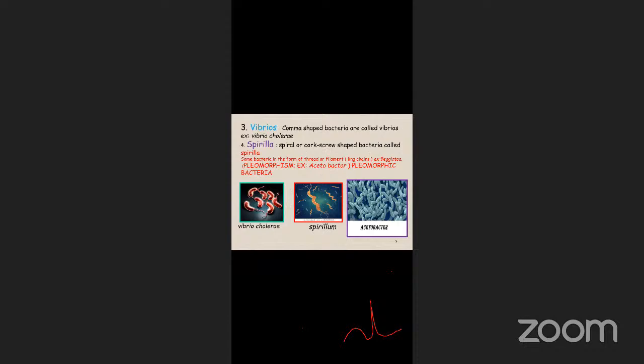This is important. How many types of bacteria? Three types. Say the answer. What are the three types? Cocci, Bacillus, Vibrio. Now, how many types of cocci bacteria?